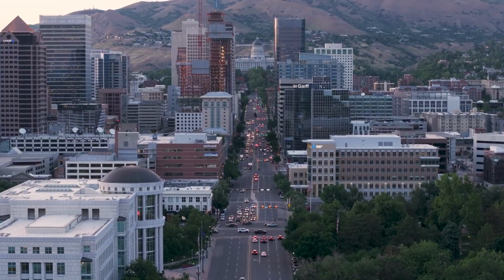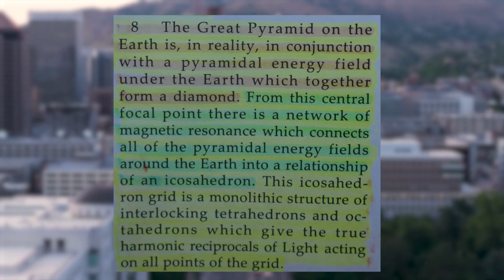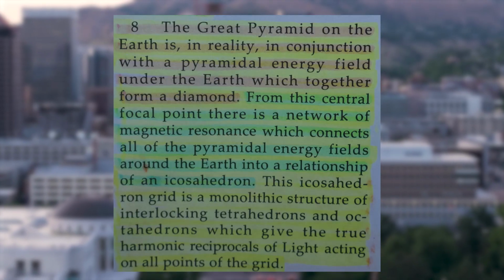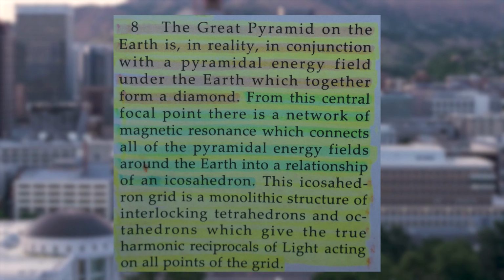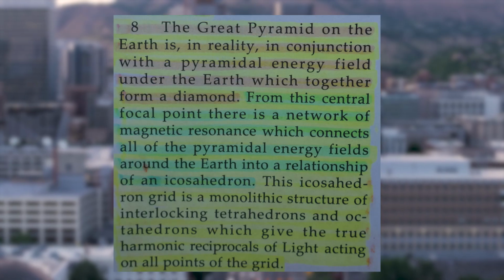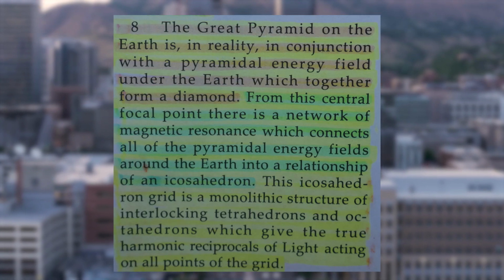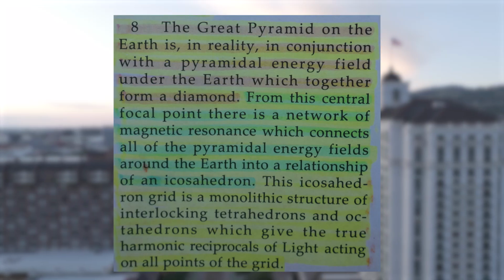Why is it aligned? The Great Pyramid on the Earth is in reality in conjunction with a pyramidal energy field under the Earth, which together form a diamond. Right? So a few months ago, they were like, oh, we found some energy down there. It's like we kind of already knew that, but okay.